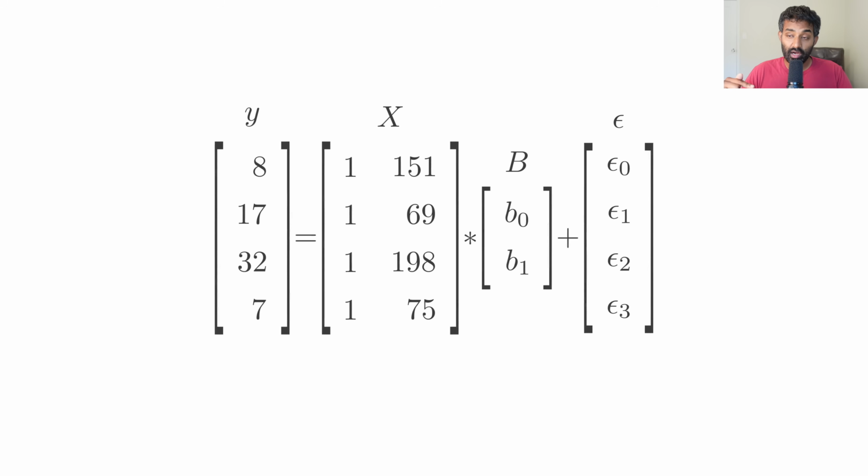So the 1 column is to enable us to add in the y-intercept, and I'll explain that in just a second. Then we have our b matrix, which includes our coefficient values. So b0, which is the y-intercept, and b1. And then we have our error matrix, which includes all of our error values. So this is just taking the equations we just saw previously and representing them in matrix form.